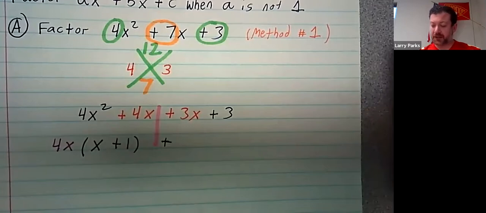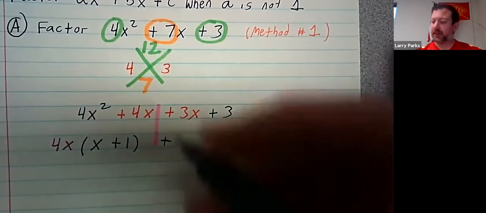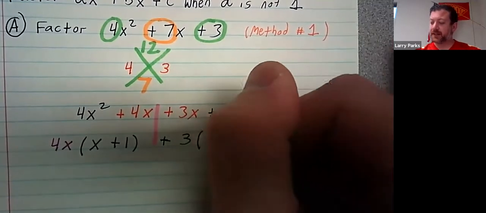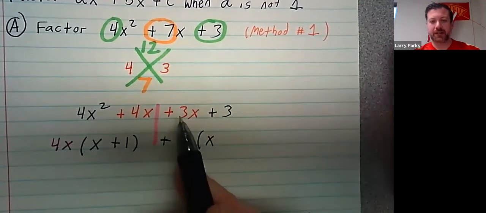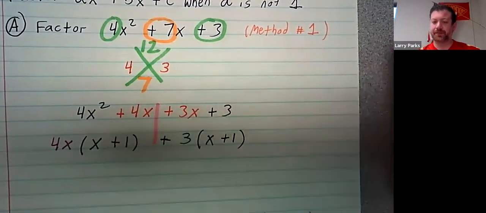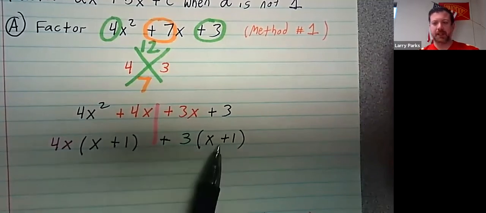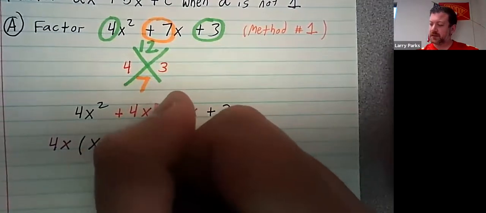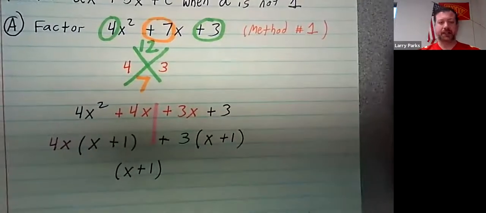And then I look at 3x plus 3 and I ask myself, what is the GCF? Well, they both don't have an x, so I can't do that. But they do both have a 3. And what would be left? An x, because 3 times x is 3x, and then a 1 because 3 times 1 is 3. From there, this should be the same. If they are not the same, you messed up. So in my case, they are the same. So I'm going to put x plus 1, and then 4x plus 3.